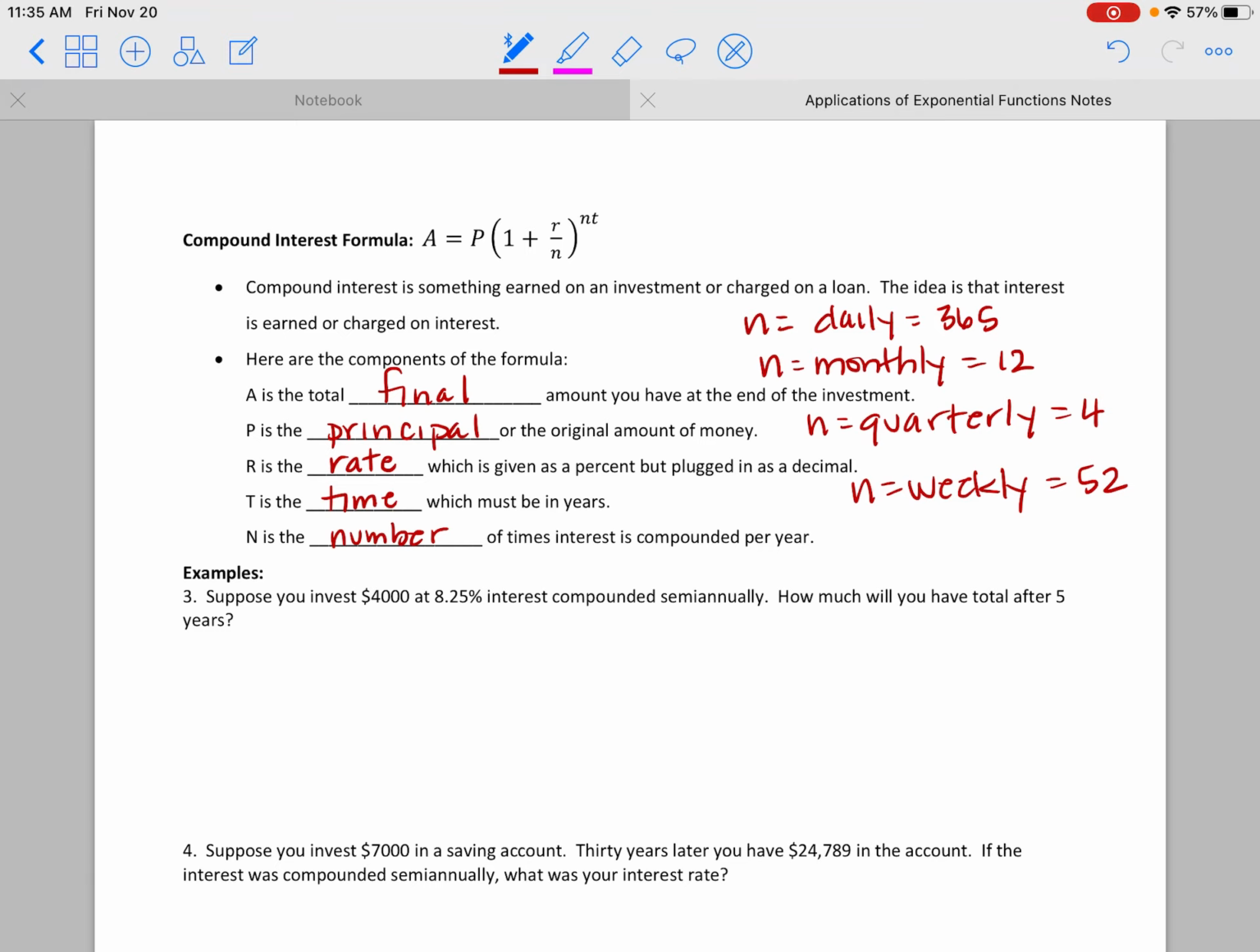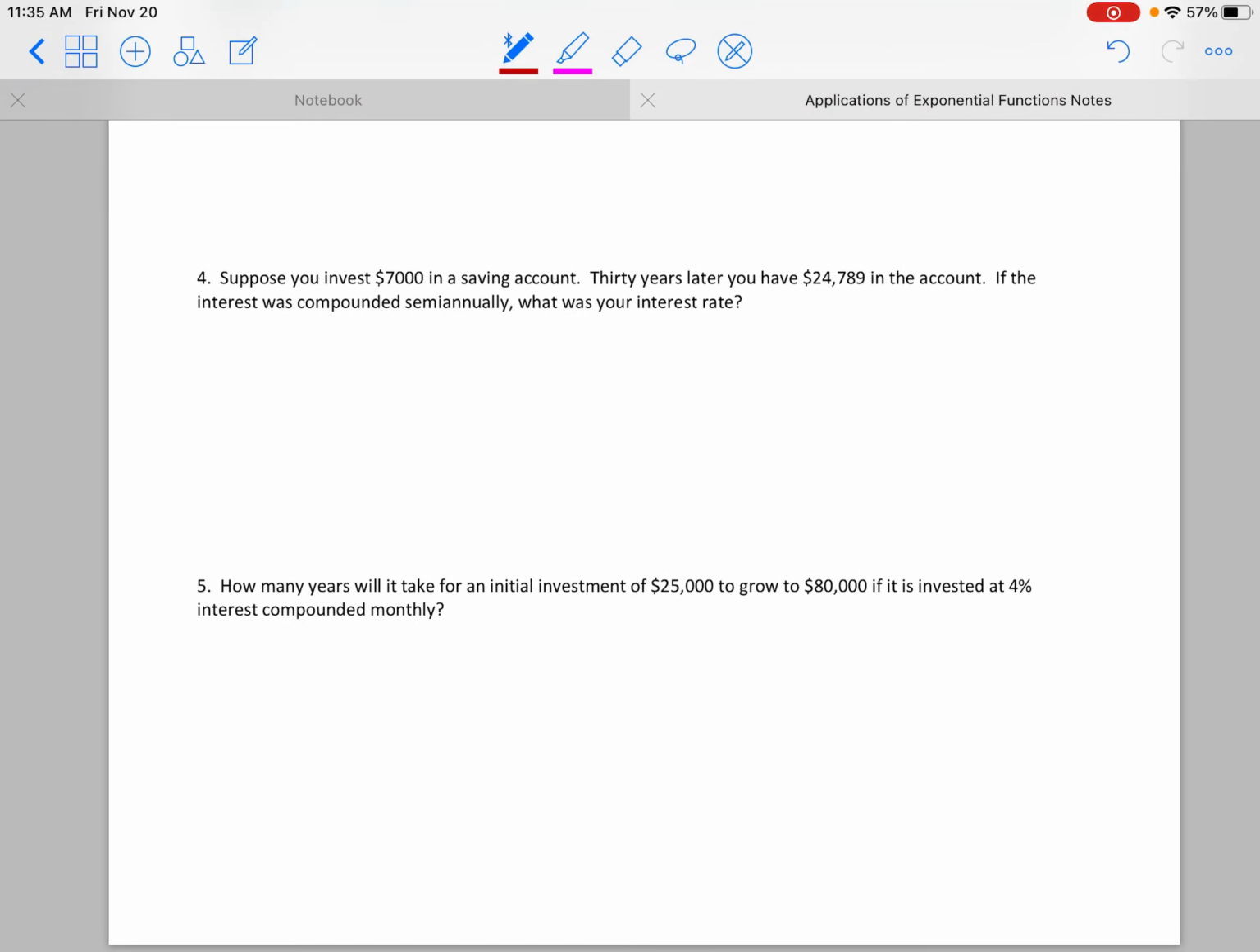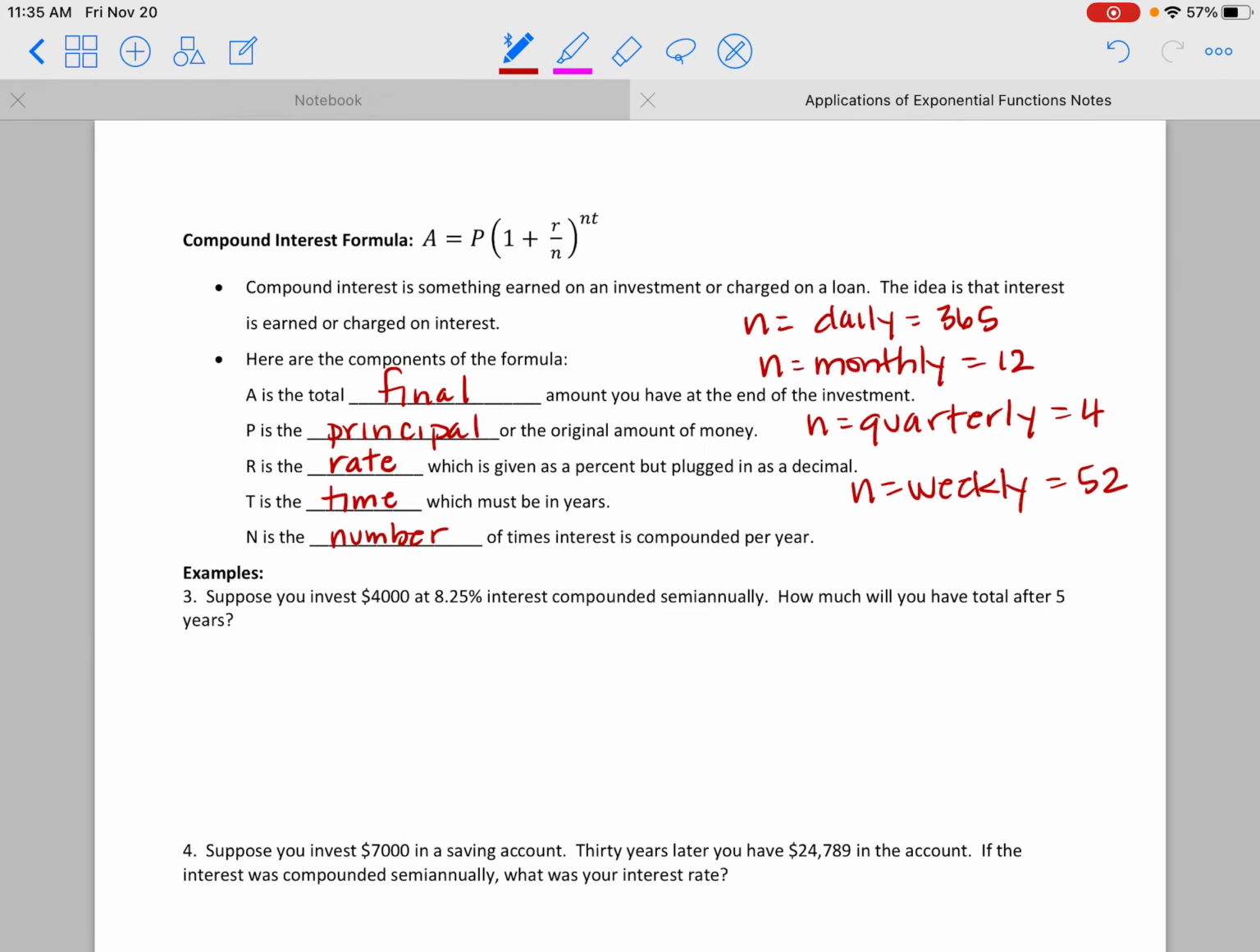Let's see, semi-annually is there, so I don't need to write that one. And I think that just about covers it. Let's go ahead and stick this in here. Semi-annually. That's a weird word to write. Semi-annually would be twice per year. So N is the number of times your interest is compounded for the year. So I'm going to tell you daily 365, monthly 12. Think about how many times per year that is. Okay? So those are some options for values for N.